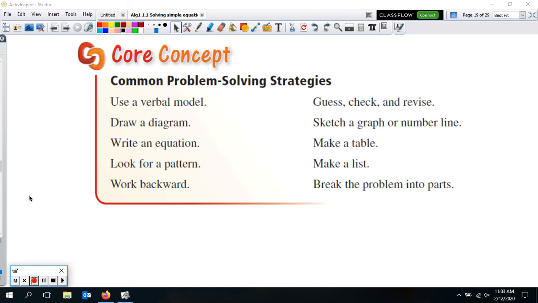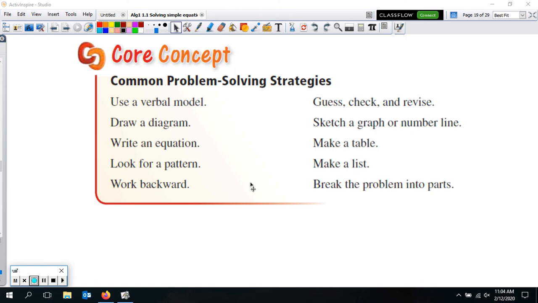Okay, so here are the common problem-solving strategies, and this just gives you a list to put it all on one page. It looks like there's 10 of them. Like I said, the one that we'll probably use the most often is write an equation, but sometimes you might even just use the guess, check, and revise strategy. Definitely you can sketch a graph or a number line. Sometimes that could be a strategy to help you. You can make a table, like a table of values.